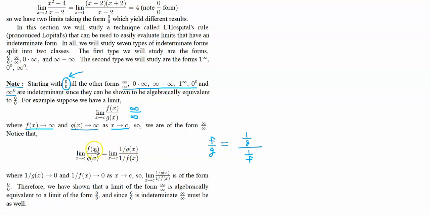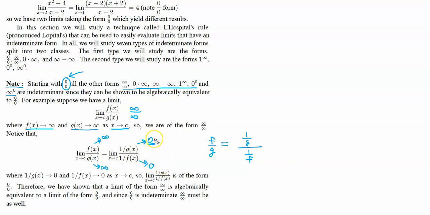Now, if f is going to infinity and g is going to infinity, then that means 1 divided by g is actually going to 0, and 1 divided by f is going to 0, right? Because 1 divided by a really large number is a really small number, a number close to 0. And the same thing for the denominator. So you see what we just did is we took a limit of the form infinity over infinity and just algebraically rewrote it as a limit of the form 0 over 0.